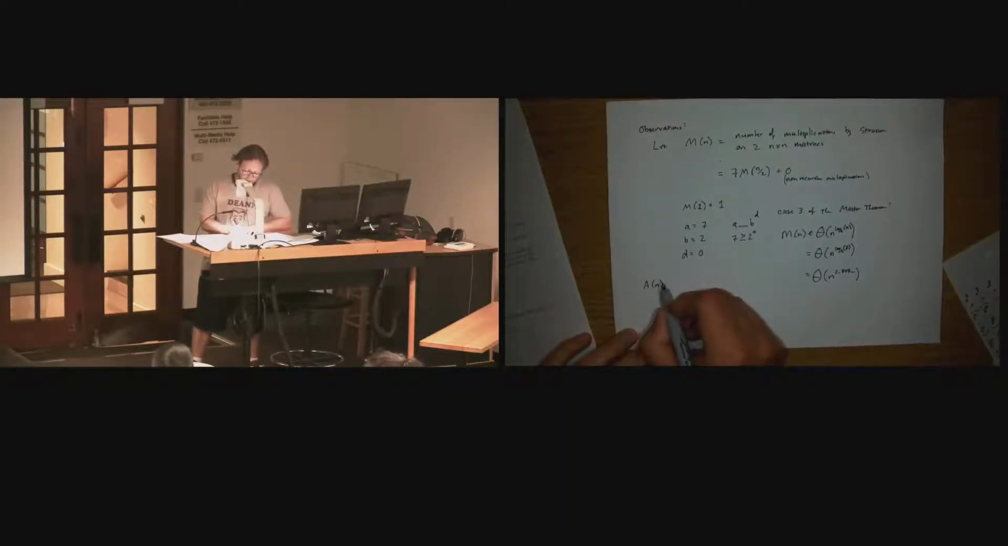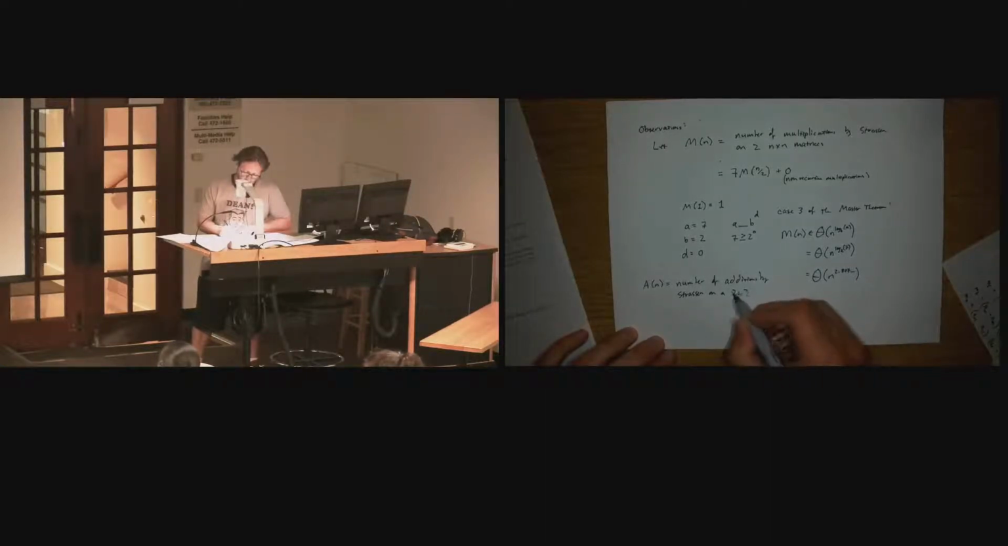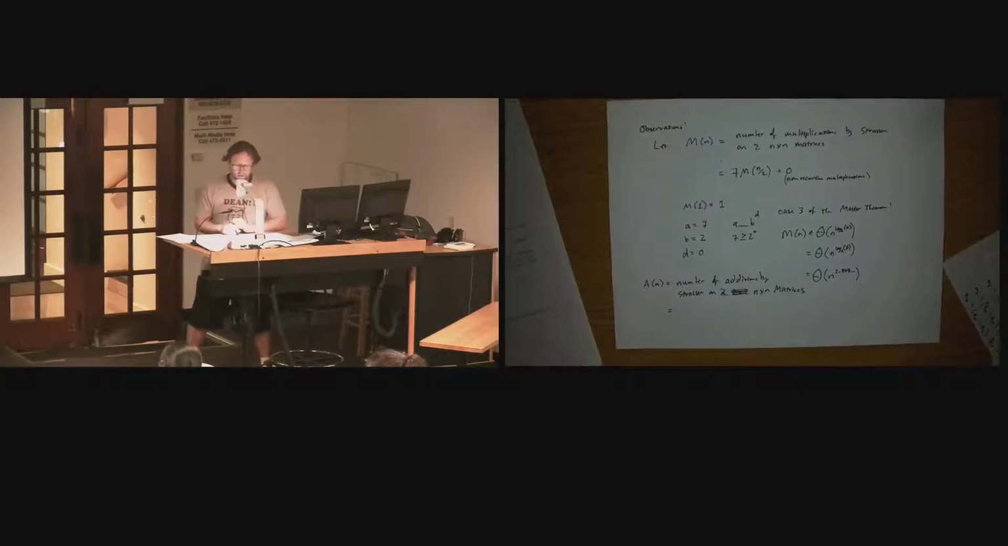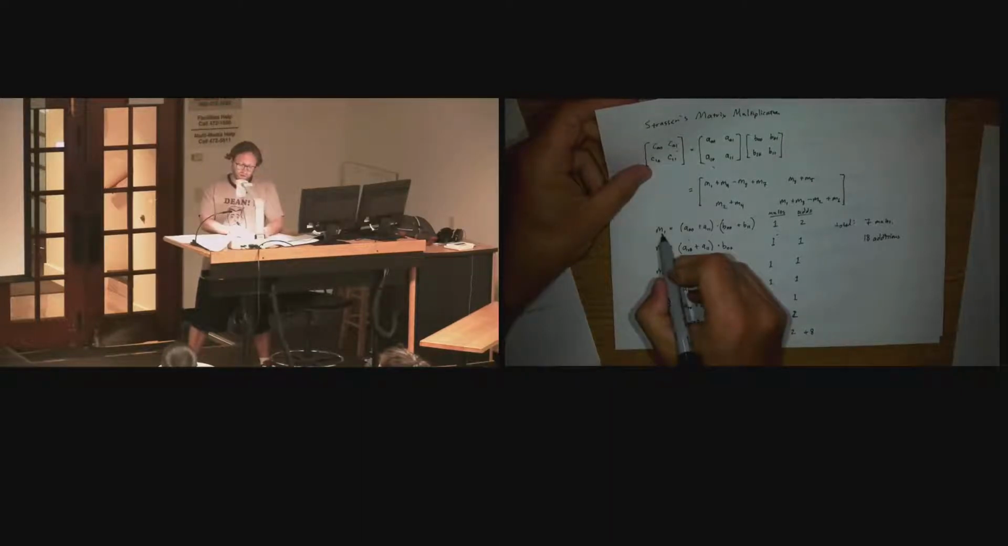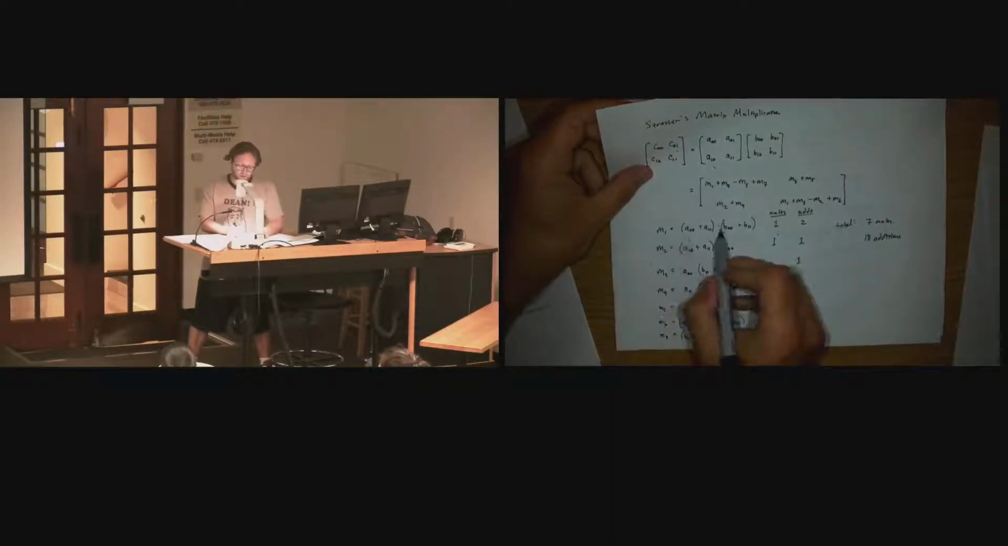Let a sub n be the number of additions done by Strassen on n by n matrices. Okay? Well, this also is going to be a recurrence, right? Because ultimately we're going to be doing some matrix multiplication. Well, there are some additions done by Strassen when you do it recursively.